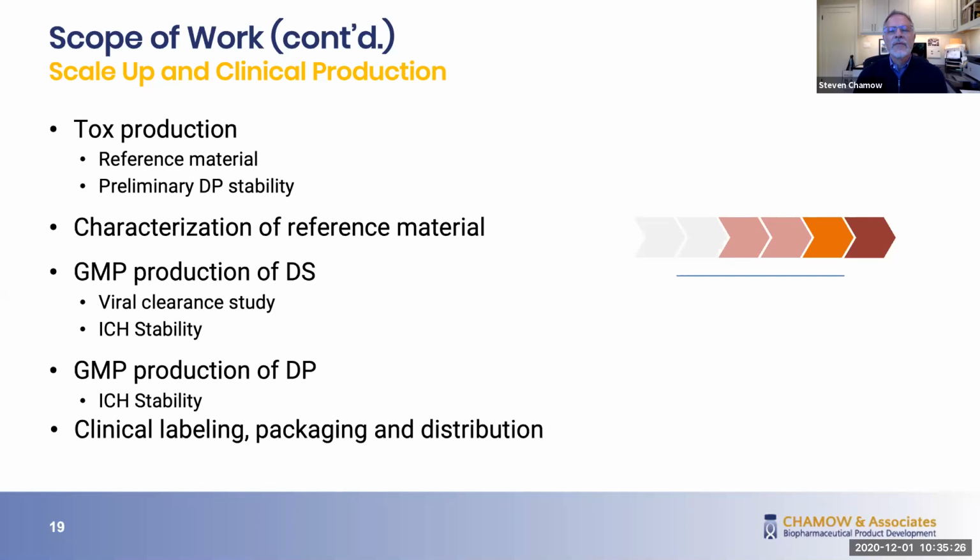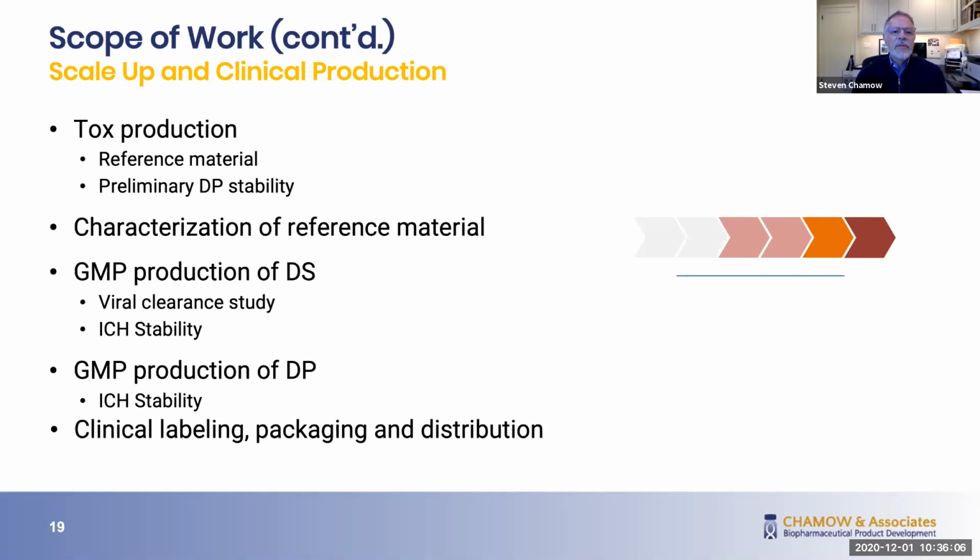Eventually, we're going to file the IND with only 1 month of real-time drug product stability. And so if we have this preliminary drug product stability from several months earlier, then it gives the agencies a little more confidence in the stability of the molecule. So that's why we like to include this activity as part of tox. We'll characterize the reference material, and then this reference material from the tox lot is used to release the GMP batch.